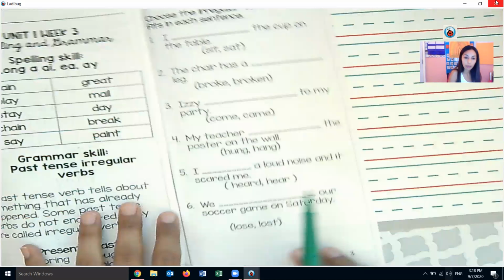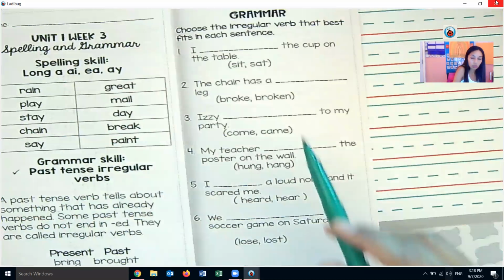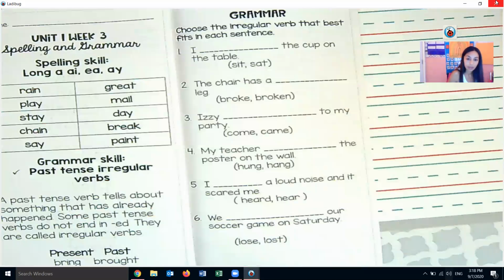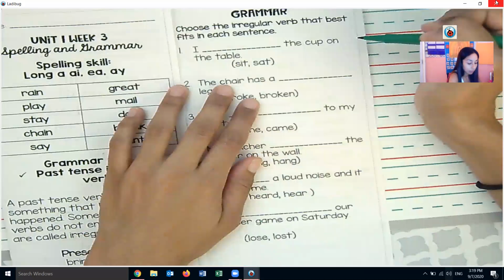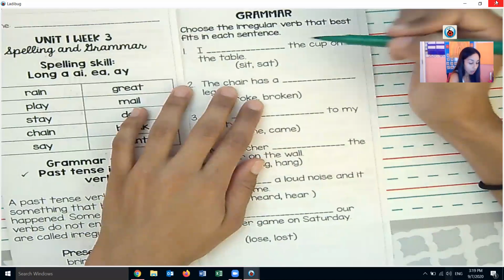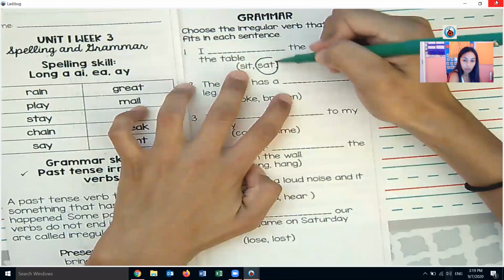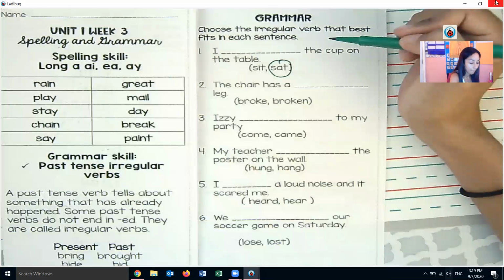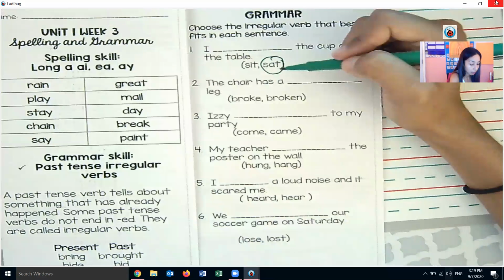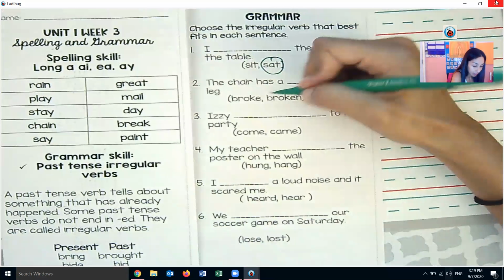So just some examples here. We're going to go into the grammar piece here. So we're going to choose the one that has already happened. So I have here, "I ___ the cup on the table." I sit means now, so we're going to choose sat for past tense. I sat the cup on the table, meaning it already happened. The chair has a broken leg.